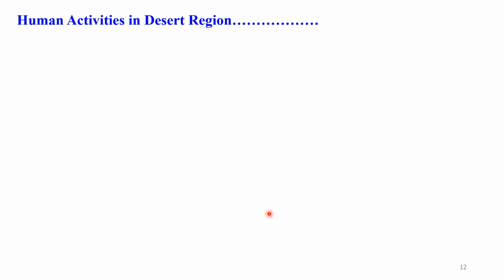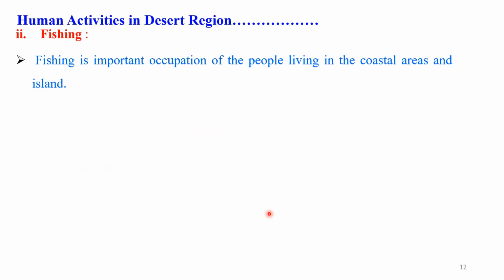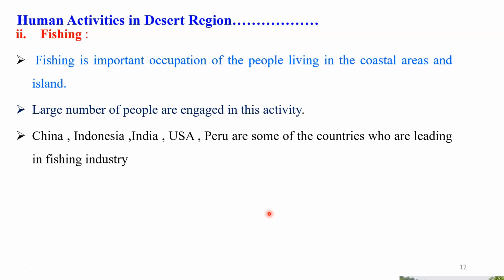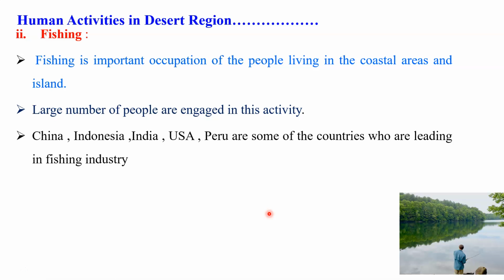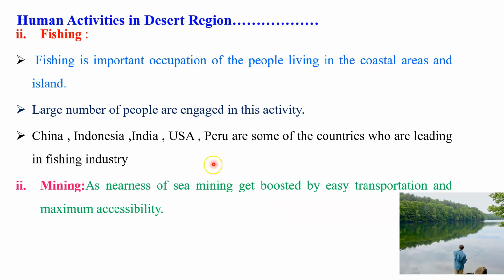Then the second human activity is fishing. Yes, fishing is a really very important activity. If you see the whole part of the world or the distribution of human activity, then you will observe that fishing is a very important occupation of the people that are living in the coastal area and the islands.